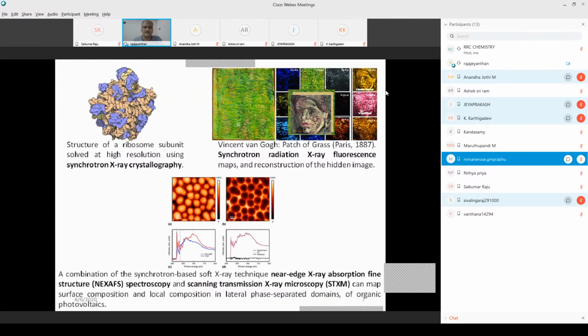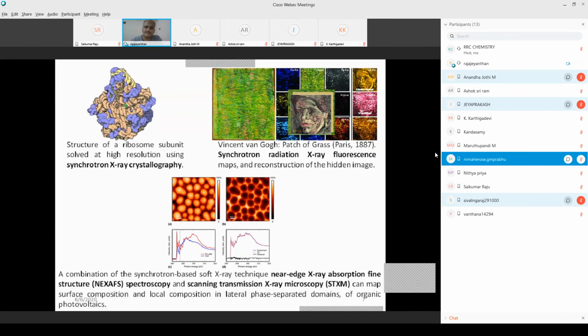Right. The second important technique, which is very interesting, is synchrotron radiation X-ray fluorescence. See, this technique was used to analyze a painting of Vincent van Gogh, who is a very famous painter. The painting name was Patch of Grass. On analyzing this painting, to our surprise, there was a portrait of a woman behind this painting. So this concludes that Vincent van Gogh lived in poverty and didn't have enough money to buy new canvases. So he was using the canvases of a previous painting to paint a new painting.